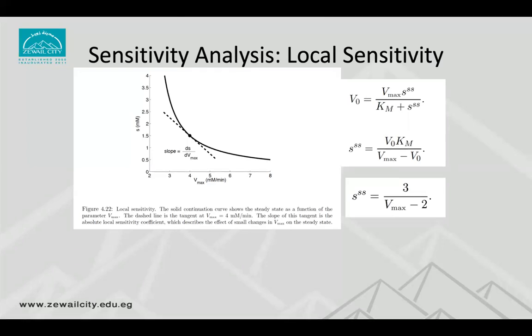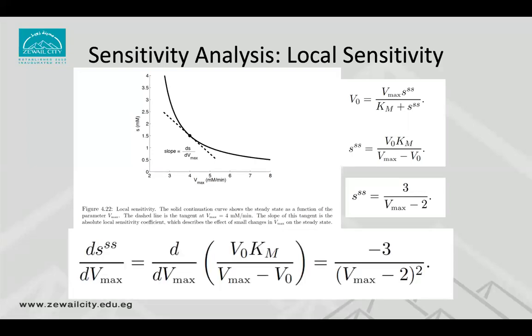in metabolic analysis. So this shows an example for the Michaelis-Menten case, where we're looking at the slope, the dependence of S on Vmax. And you can calculate that by rearranging the Michaelis-Menten equation to get the steady state value of S as a function of Vmax, and then just taking the derivative. And you wind up with this -3 divided by (Vmax minus 2) squared.